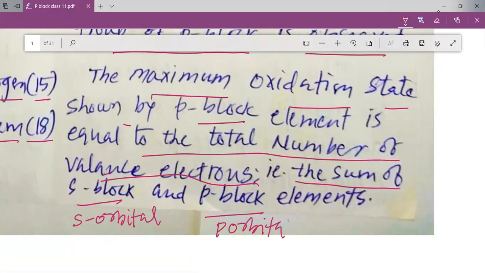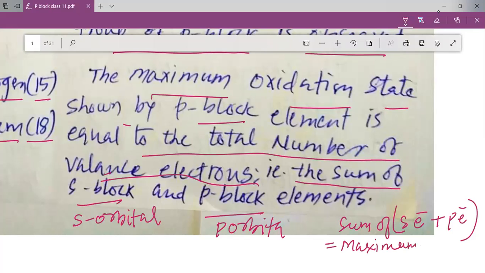So if we take the sum of s electrons plus p electrons, this is what gives us the maximum oxidation state for the elements of p block.